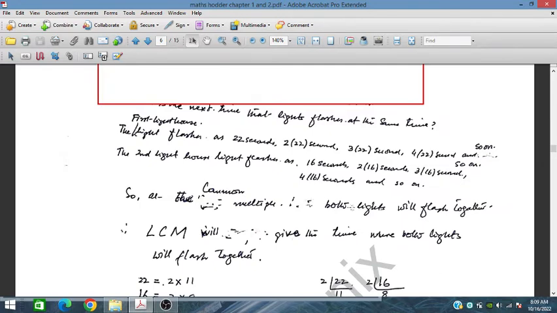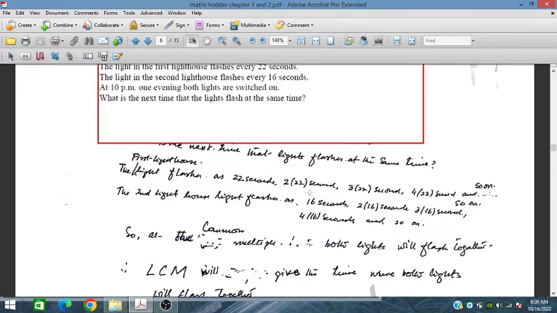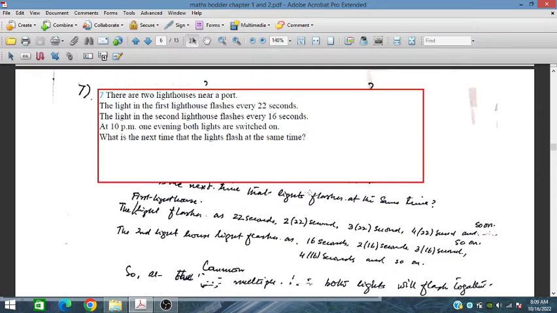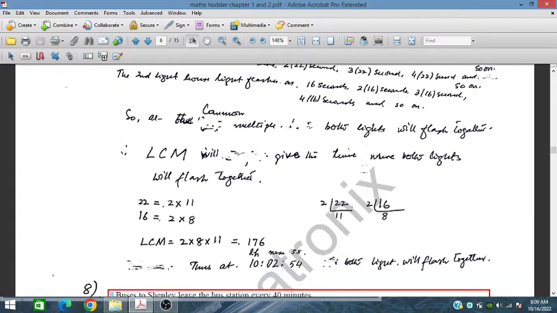So at all the common multiples, both lights will flash together. At some number, the first number which both numbers divide will be the LCM. So that is the LCM that has been asked in this question. The first common multiple that both numbers divide will be the LCM. So we will take out the LCM of this.